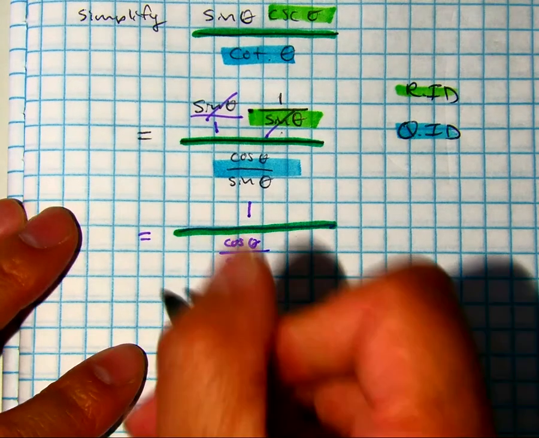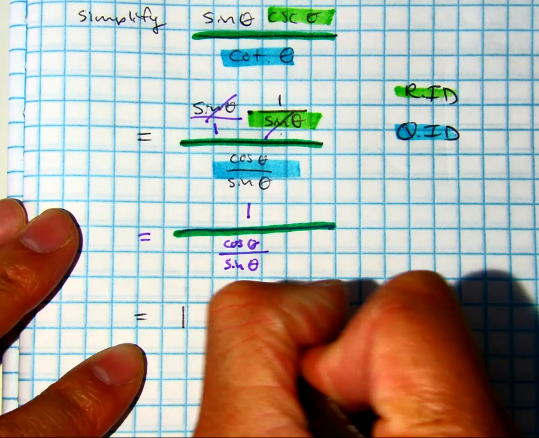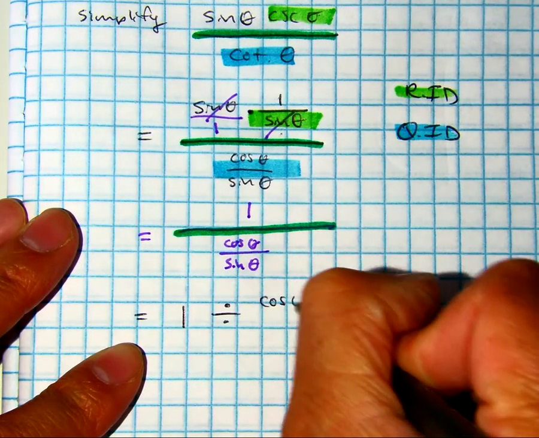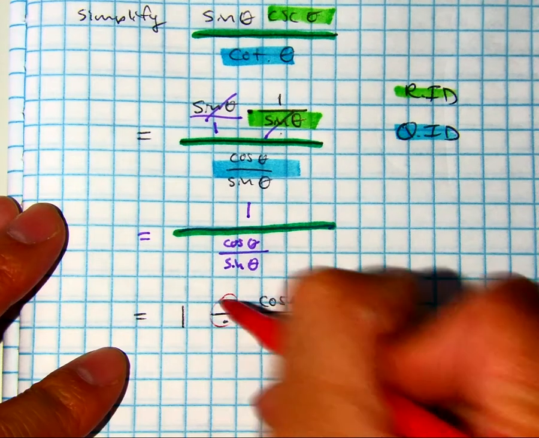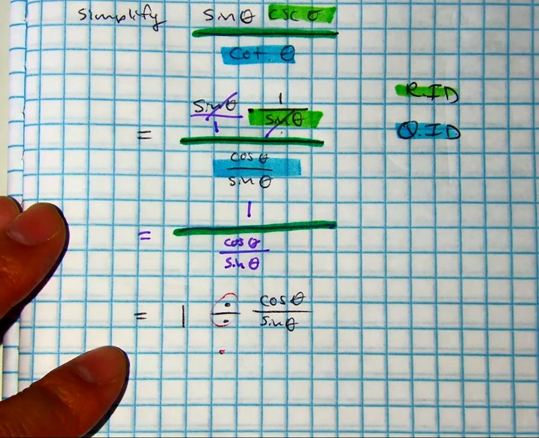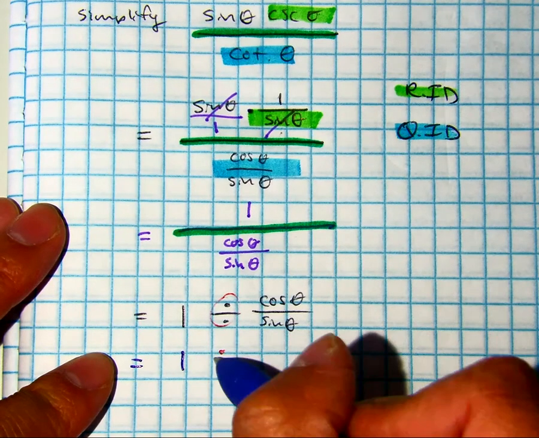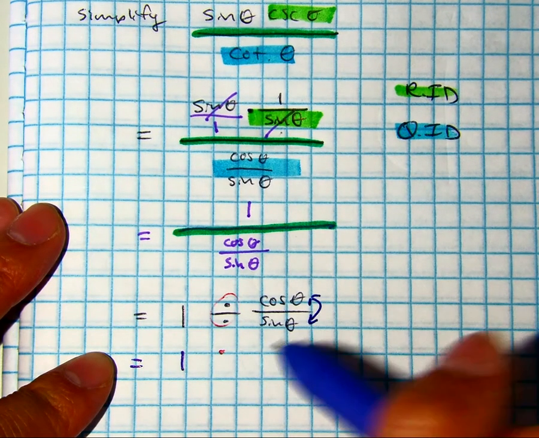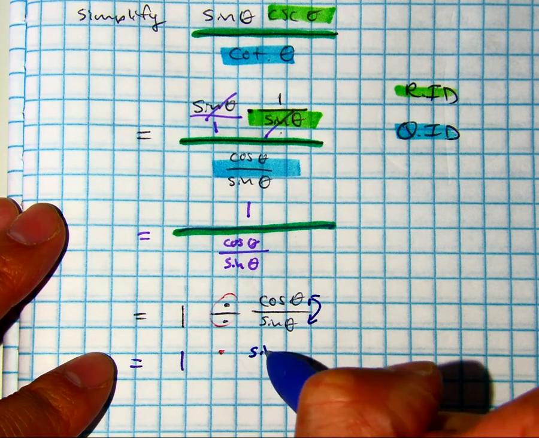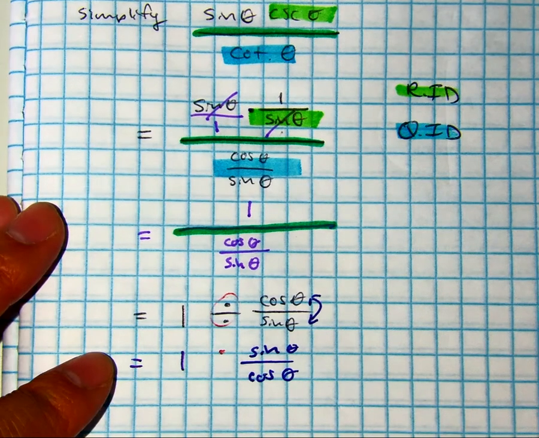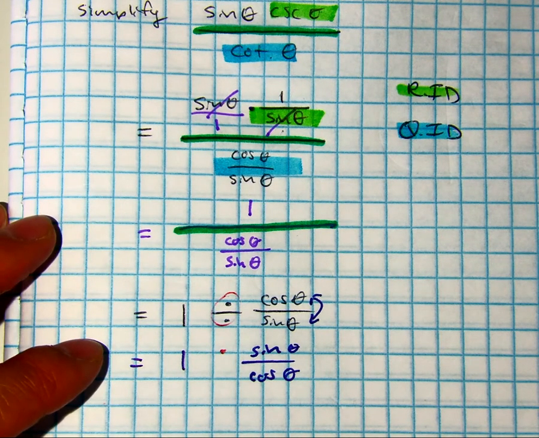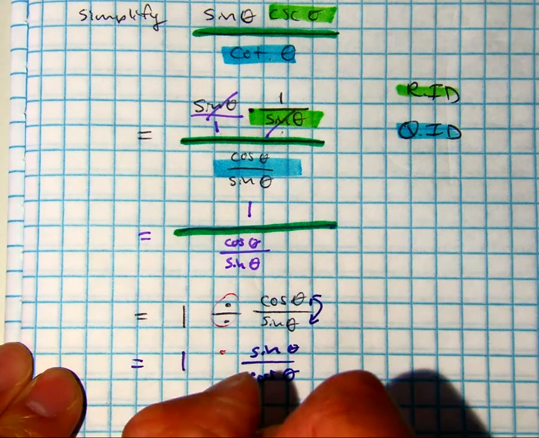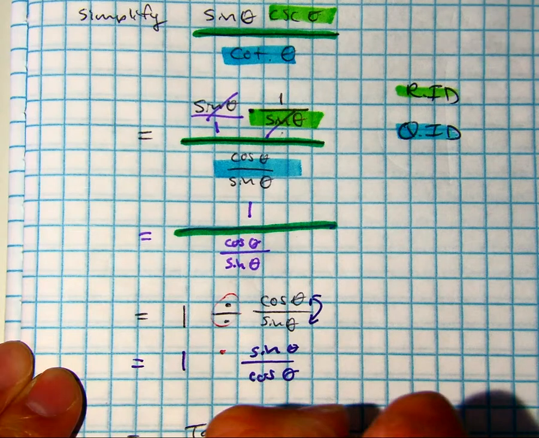Let's go ahead and turn this sideways now. 1 divided by, notice here I'm not changing them yet. This one turns into, so I have 1 times sine over cosine. So essentially, you're just left with sine over cosine. And we know that sine over cosine is? Tangent of theta. How did you know it was tangent?